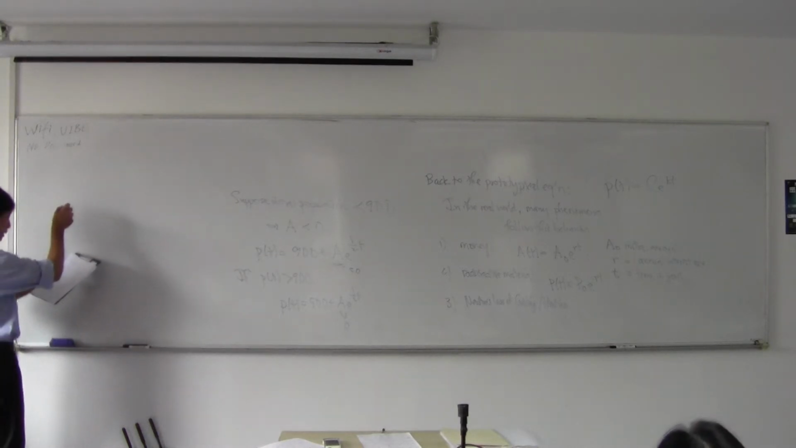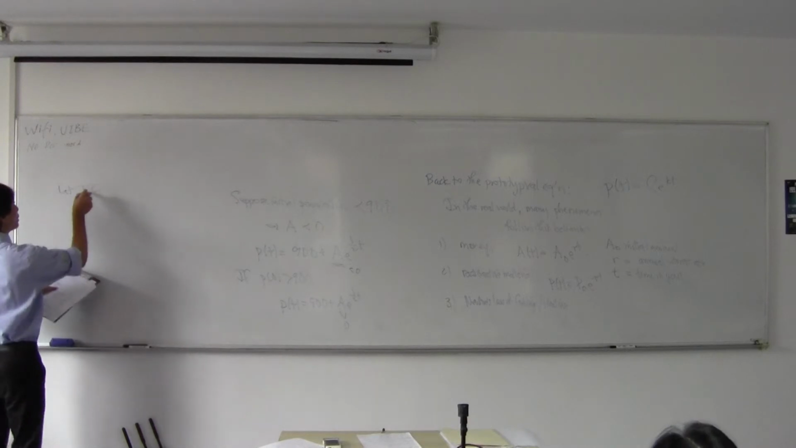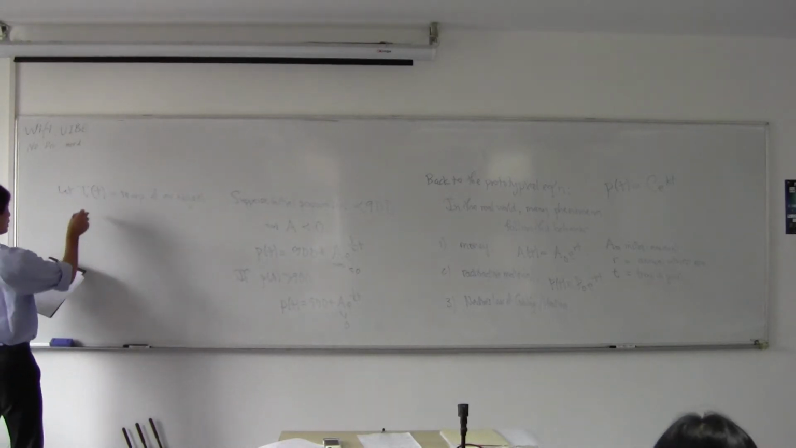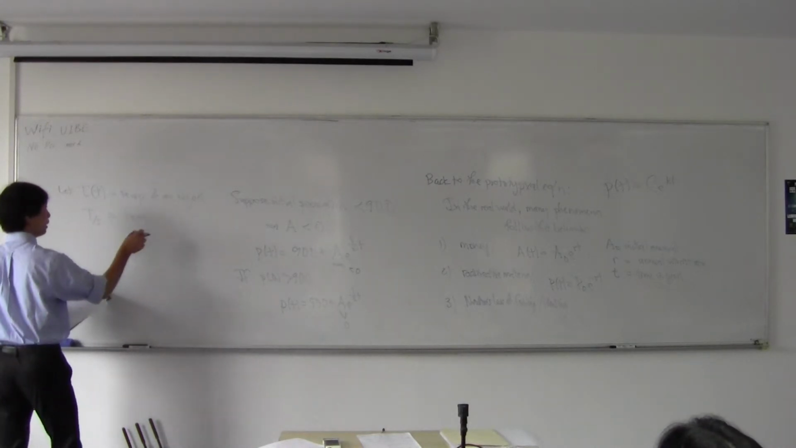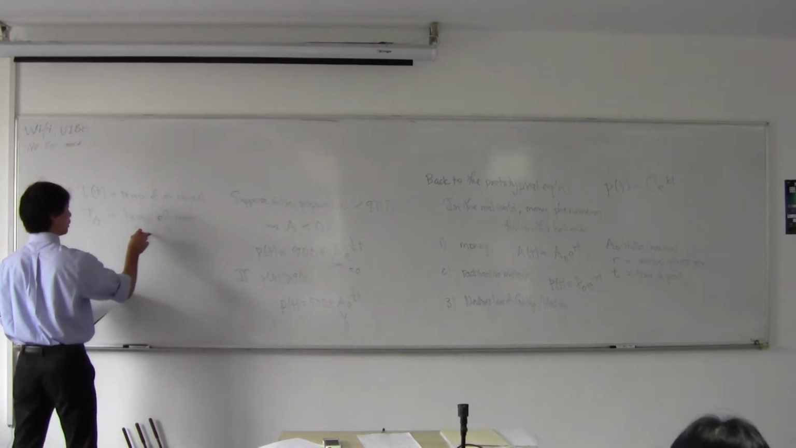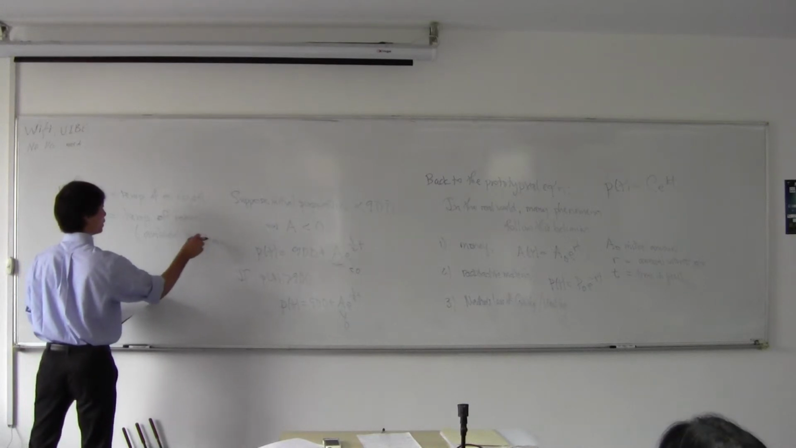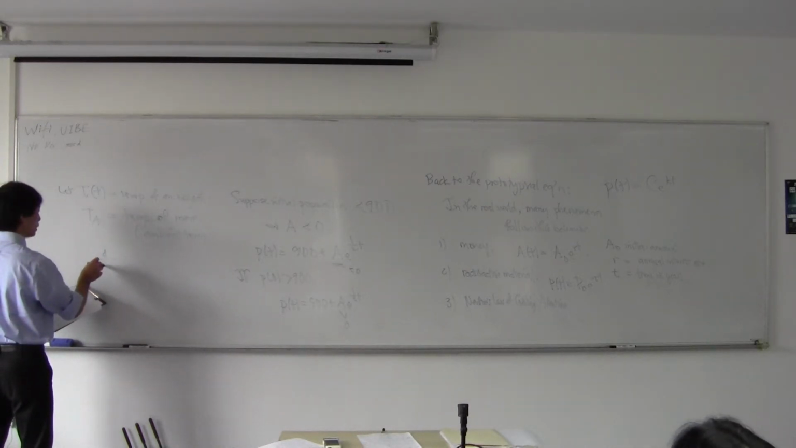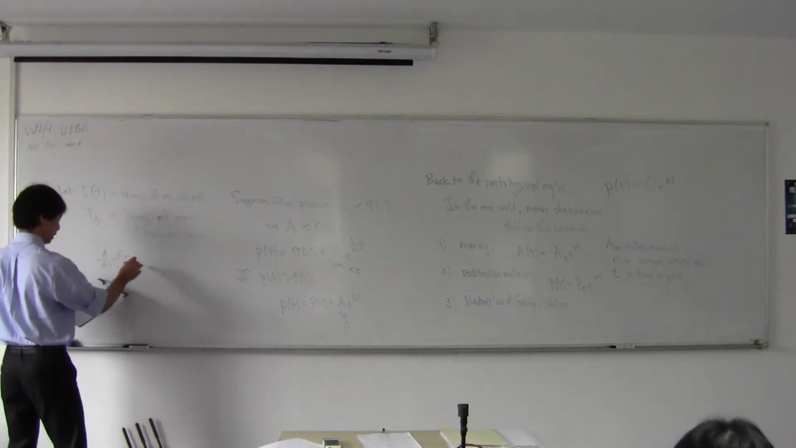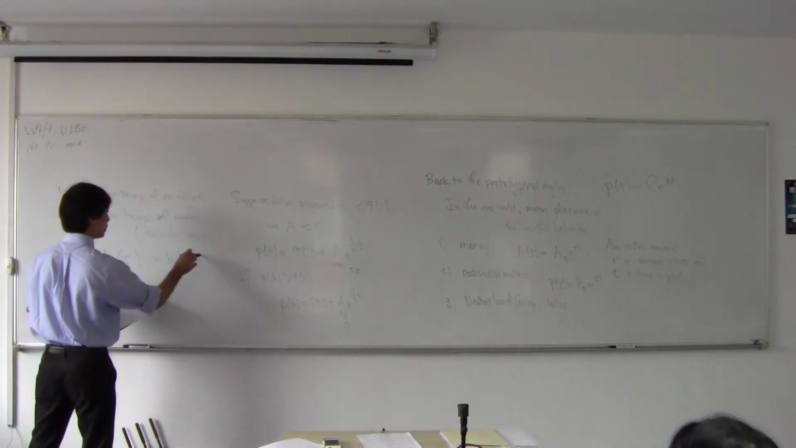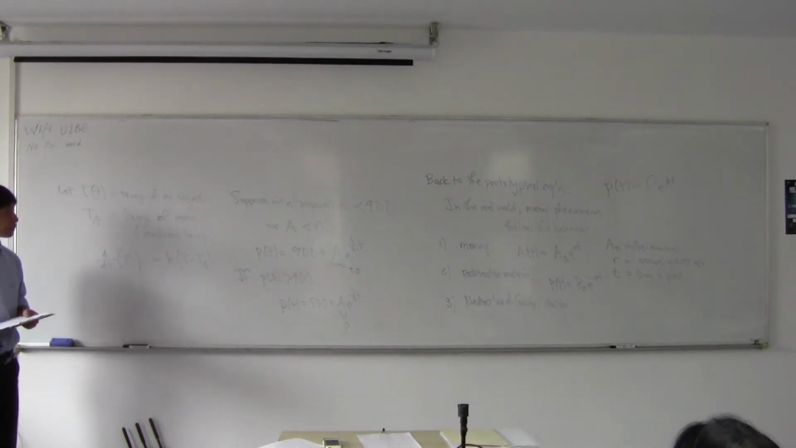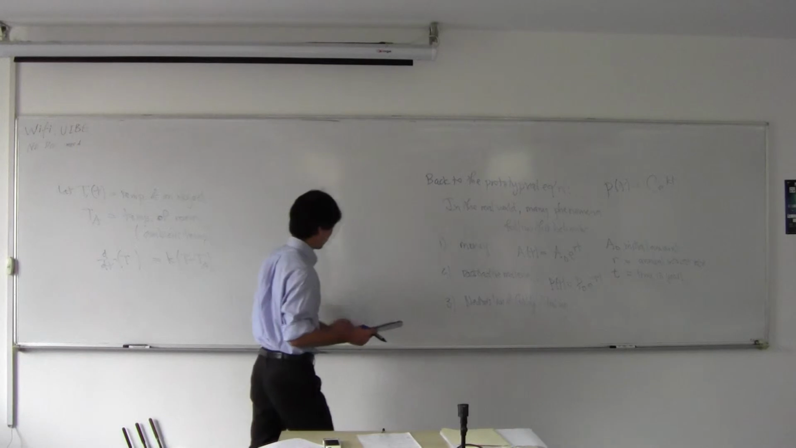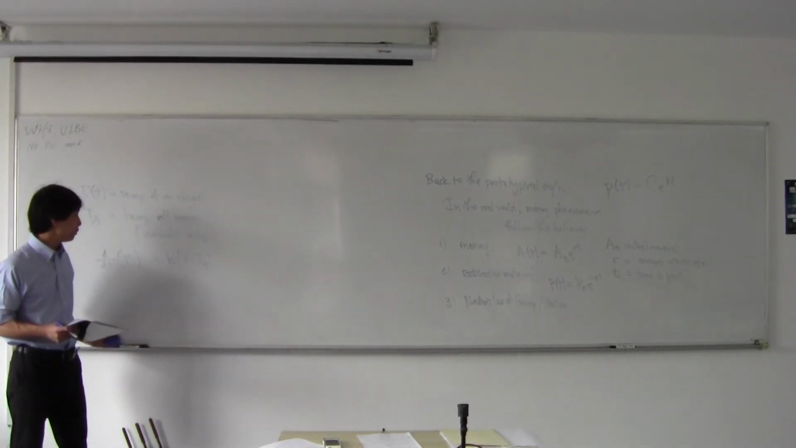So Newton's law tells you that if T(t) is the temperature of an object, and T_A is the temperature of the room, the so-called ambient temperature, the temperature around you, it turns out that the rate of change of T is proportional to the difference between the temperature and the ambient temperature.